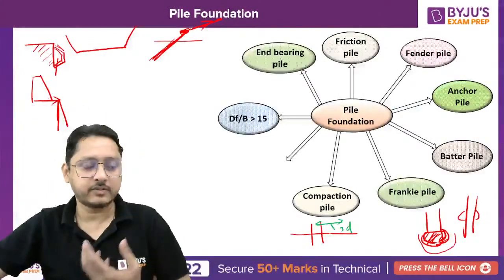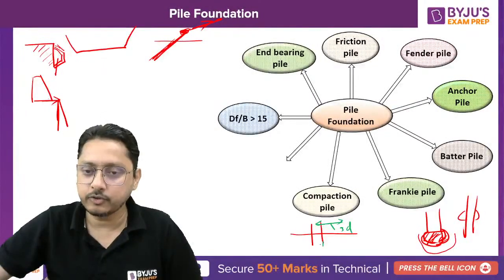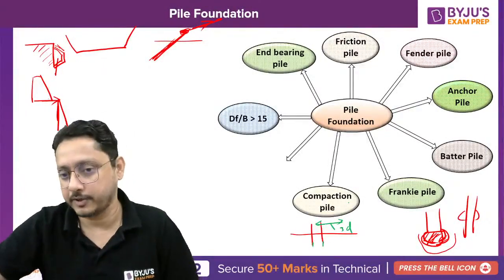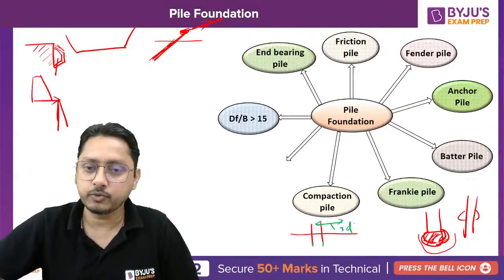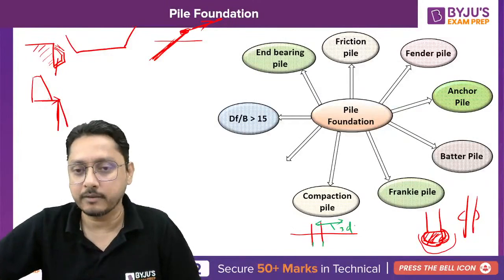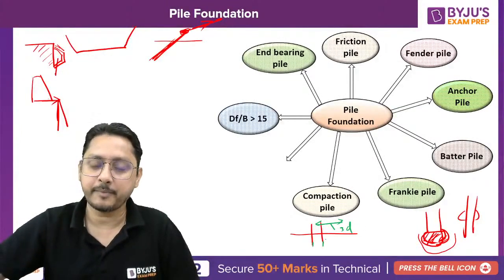And if it is clay soil or cohesive soil, it will influence only twice the diameter. That's all. So we are just using it for more densified soil, so that the shear strength of the soil will become more, and more load carrying capacity can be calculated.